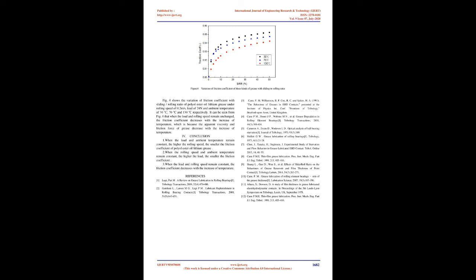Figure 4. Variation of friction coefficient of 3 kinds of grease with sliding to rolling ratio. Fig 4 shows the variation of friction coefficient with sliding/rolling ratio of polyol ester oil lithium grease under rolling speed of 0.2 m/s, load of 24 N and ambient temperature of 30, 70, and 130, respectively. It can be seen from Fig 4 that when the load and rolling speed remain unchanged, the friction coefficient decreases with the increase of temperature, which is because the apparent viscosity and friction force of grease decrease with the increase of temperature.